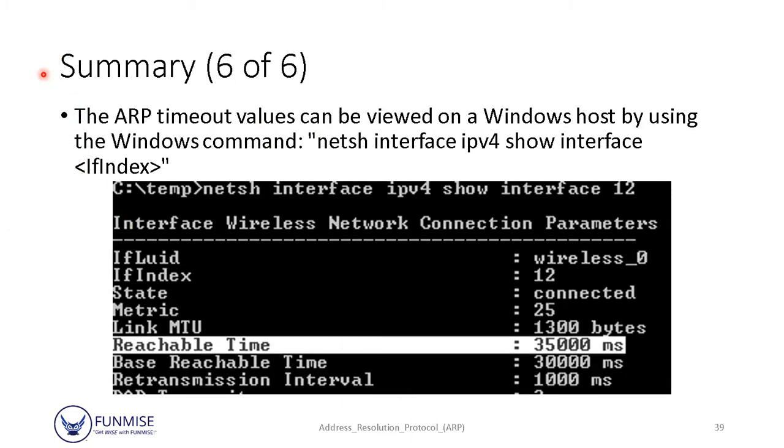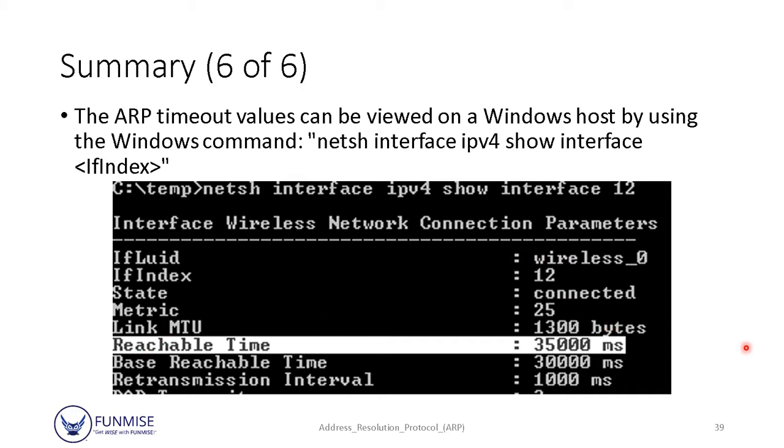On our final summary slide, we could view the ARP timeout value that's currently in place on a system by using the command netsh interface ipv4 show interface and then the actual interface index value. So with the prior command on the prior slide, you viewed what your interface index values were, in this case 12, and then you could query this value to get other parameters of this interface. Here, you can see metric and MTU.